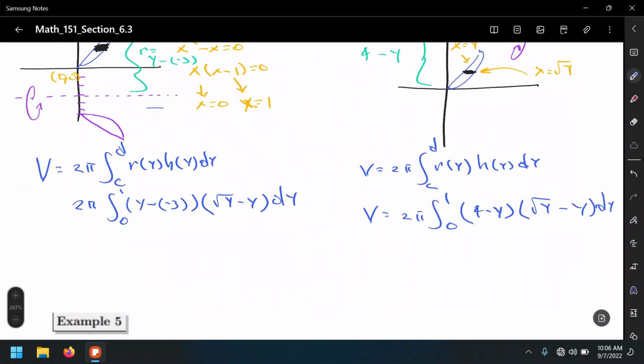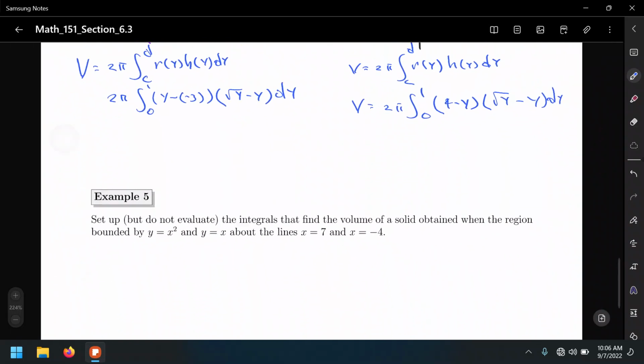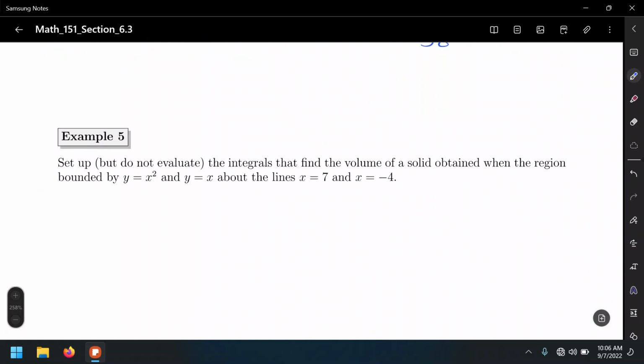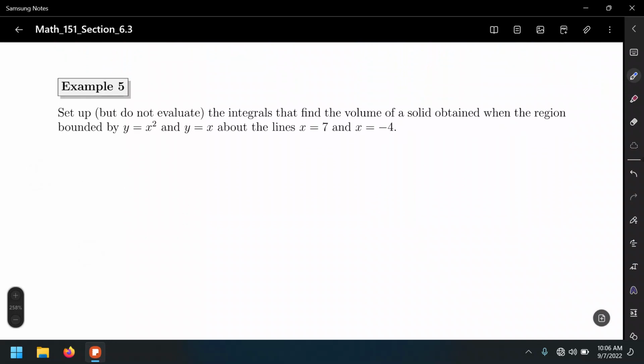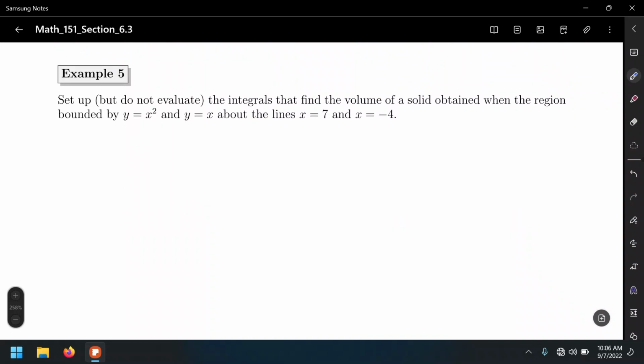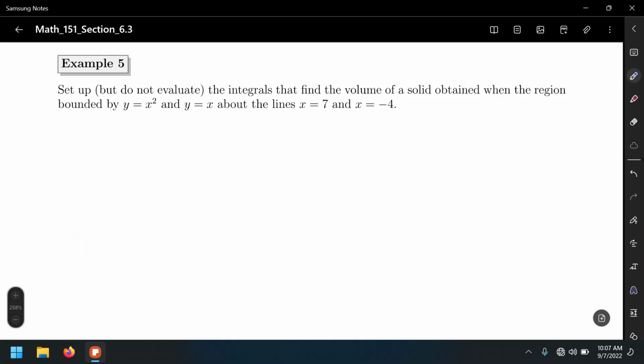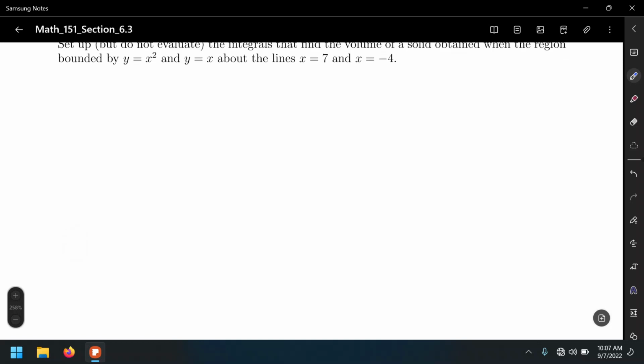You're welcome. A pleasure. So number 5, it's the same region, but what are they asking us to set up? They're asking us to set up, do not evaluate, the integrals that find the volume of a solid when the region is bounded by y equals x squared and y equals x, but about two different lines again, x equals 7 and x equals -4.